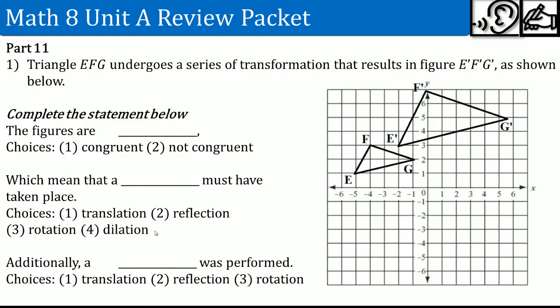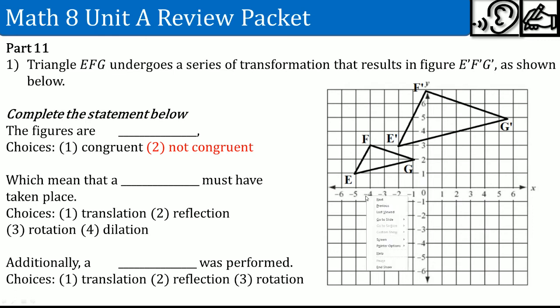Okay, in triangle EFG. So it starts here. So this is the pre-image. Okay, so this is the original. And then it becomes E prime, F prime, and G prime. Okay, so complete the statement below. The figures are they congruent or not congruent? They are not congruent. Okay, because they're not the same size.